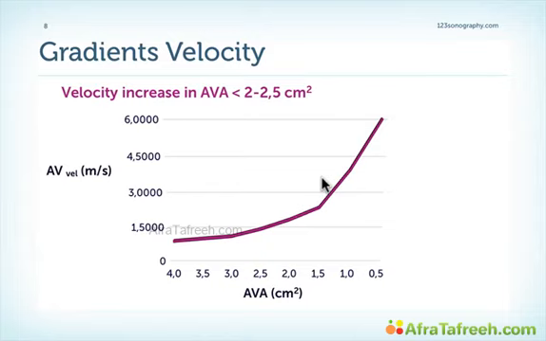In Doppler, we are actually measuring the aortic valve velocity, and there is a rapid increase in aortic velocity once the aortic valve area gets below 2 to 2.5 square centimeters, and we can see an exponential increase as the valve gets smaller.